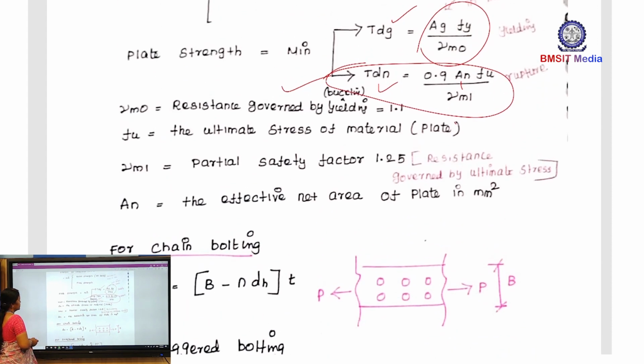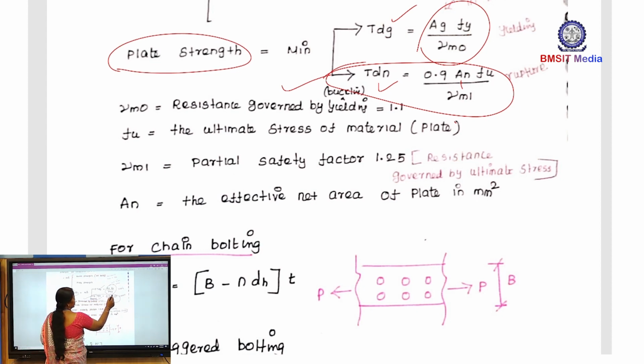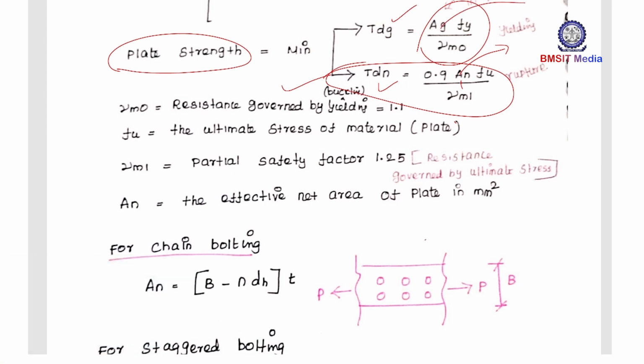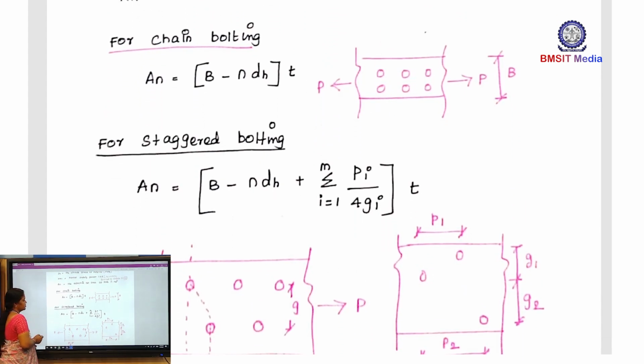So, this is with respect to plate strength, no. So, here we need to calculate AN. What is AN? Net area of the plate. What is AG? AG means gross area of the plate. So, now coming to chain bolting. For chain bolting, the pitch is equal. Here all the rows pitch is equal. So, AN equal to B minus NDH into T.